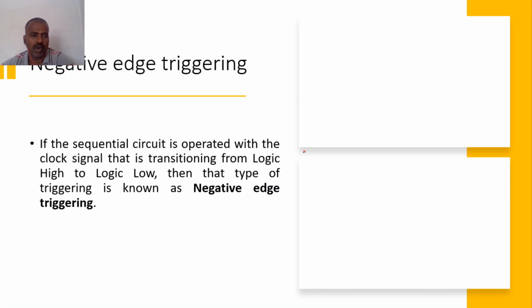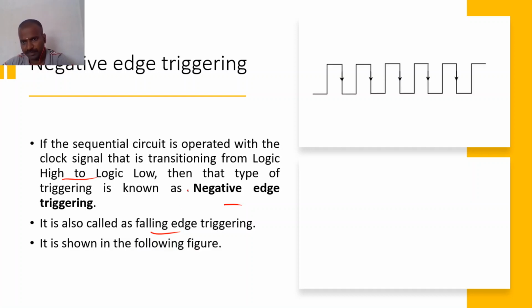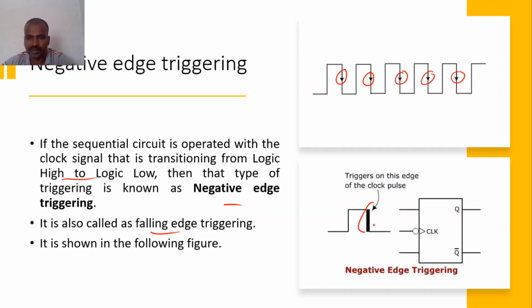Similarly, negative edge triggering is quite opposite to positive edge triggering. Transitioning from logic high to logic low is called negative edge triggering, and it is also called falling edge triggering. Have a look at this picture. At each clock pulse, a negative edge will be there, and this is what I am going to apply as my clock signal.